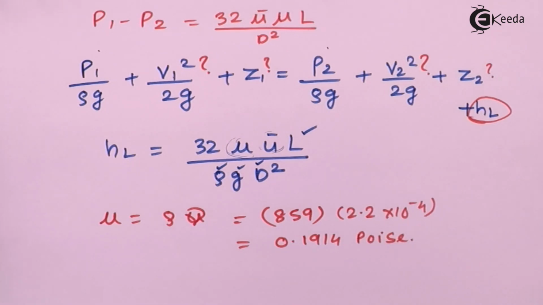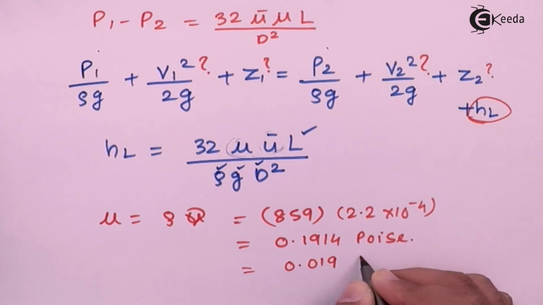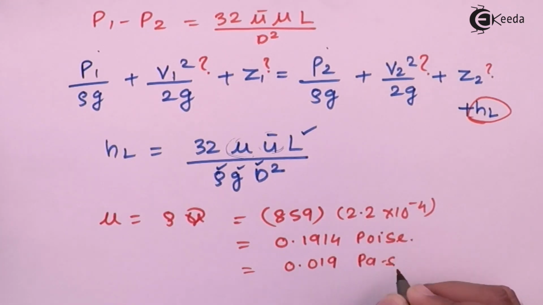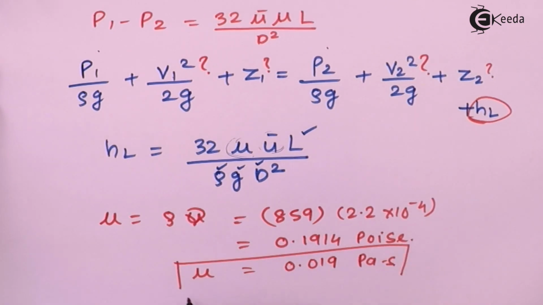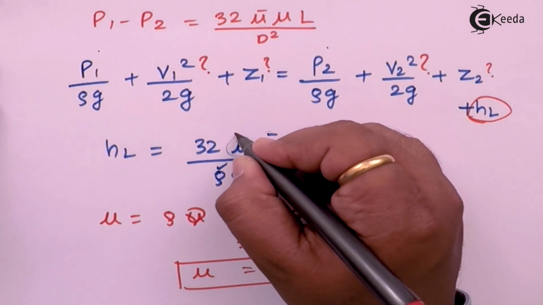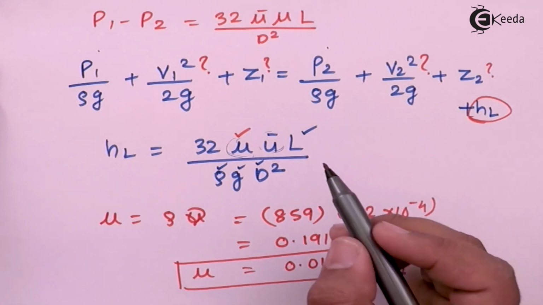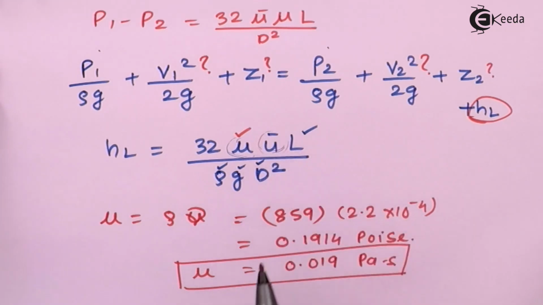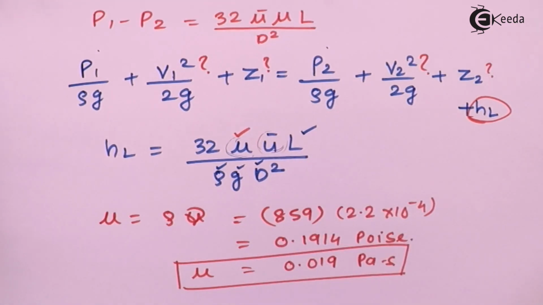So we have calculated this in terms of poise. If you want to convert this into Newton second per meter square, this will be 0.019 Pascal second. So that is the value of viscosity. So in this equation we have calculated what is viscosity. Now let us calculate what is the velocity of the fluid, that is the average velocity of the fluid.